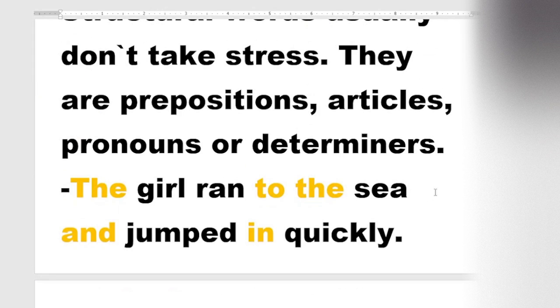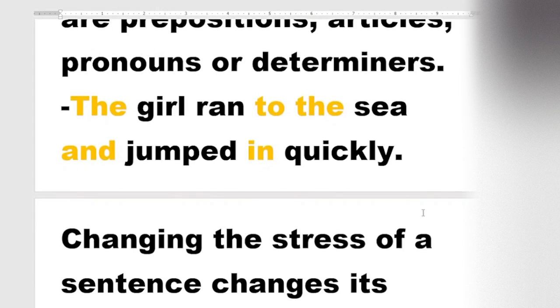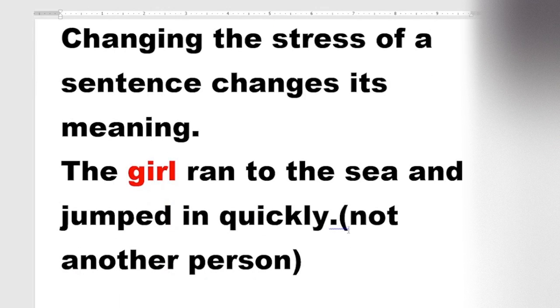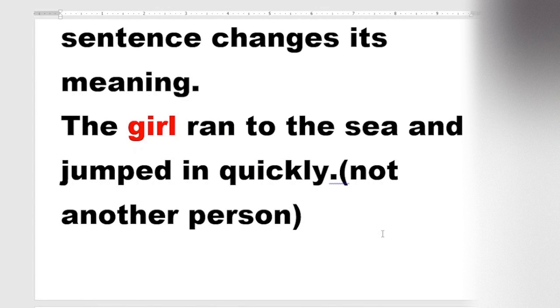To tell the truth, we can stress any word, even determiners or pronouns. For example, we can say, the girl ran to the sea and jumped in quickly. In this sentence, I'm stressing the preposition to, and it is a structural word. Changing the stress of a sentence changes its meaning slightly. The girl ran to the sea and jumped in quickly. Not another person. The girl ran to the sea.